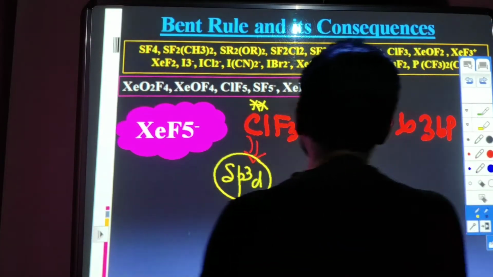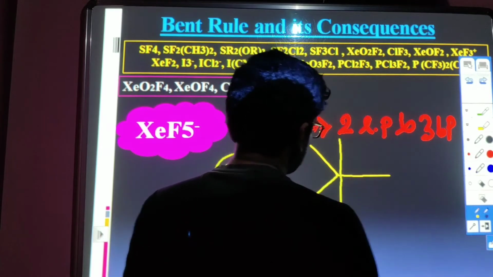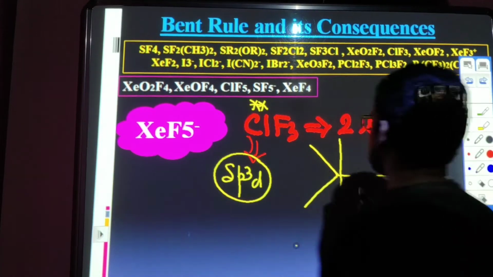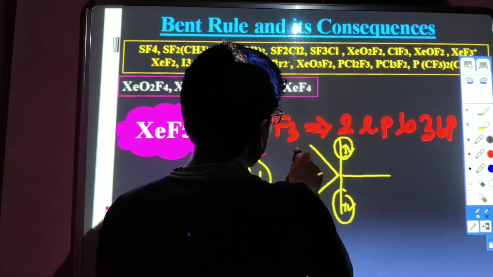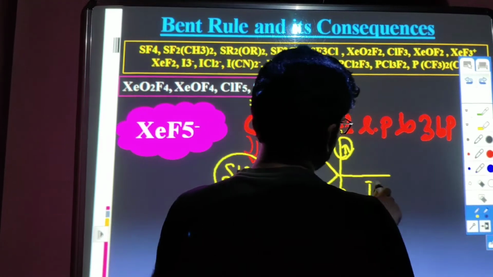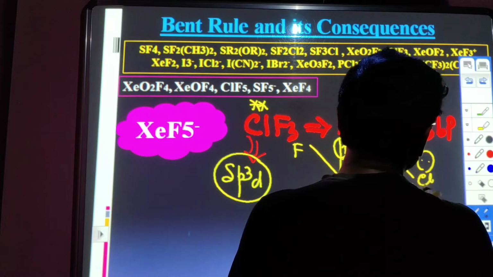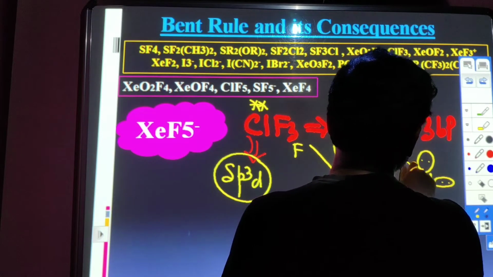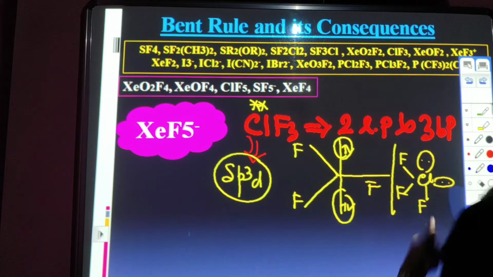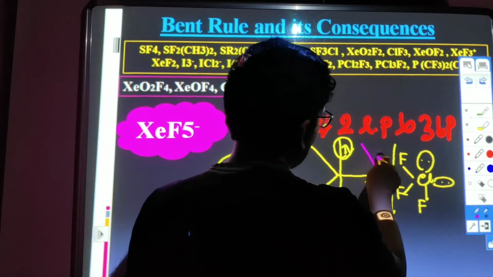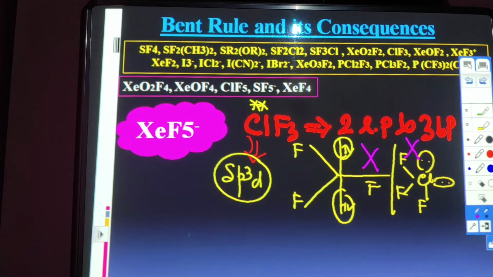Now if I show the geometry, it's confusing. Can I put the lone pairs here and here and F here, or can I put them here? See, both are incorrect. This is not true.